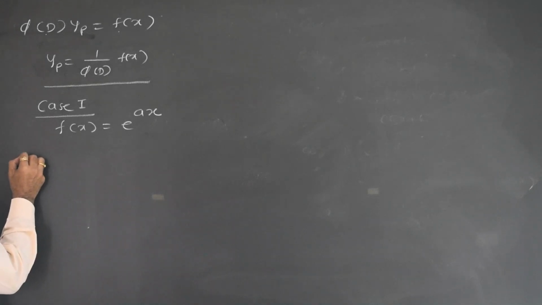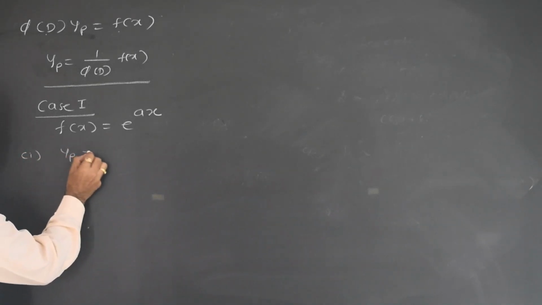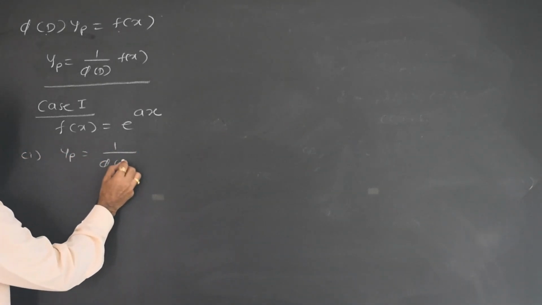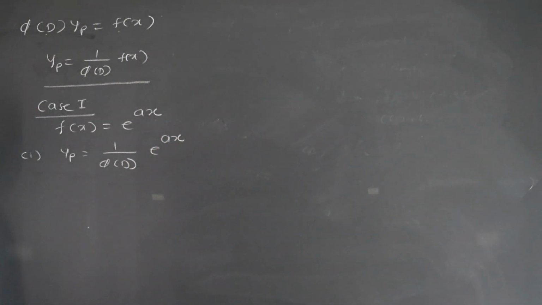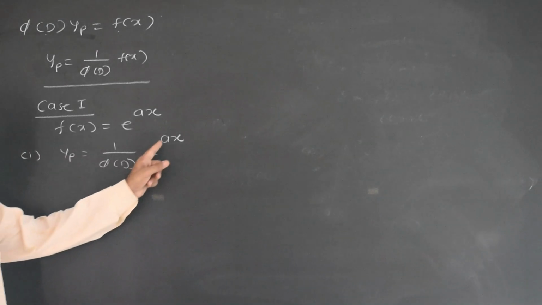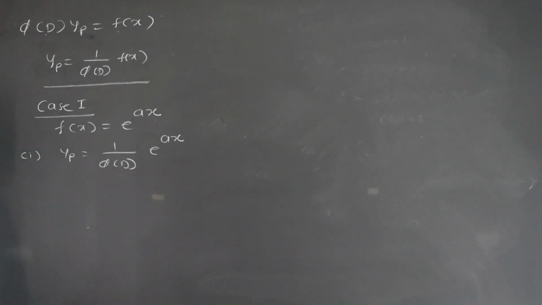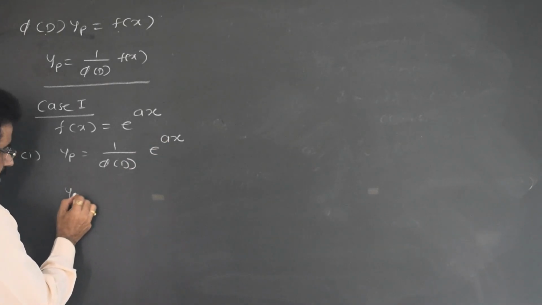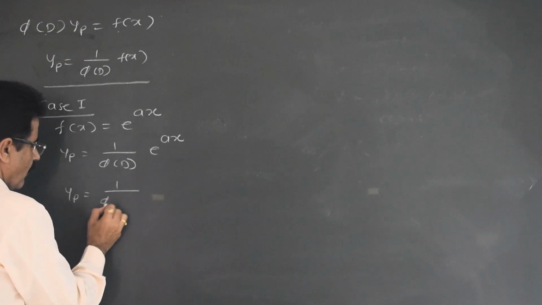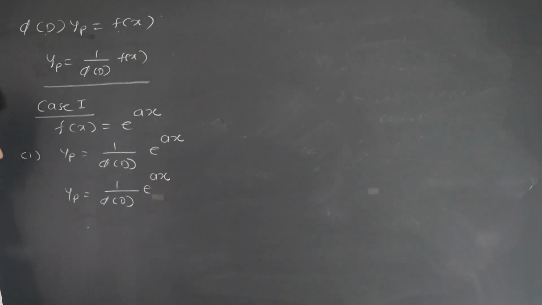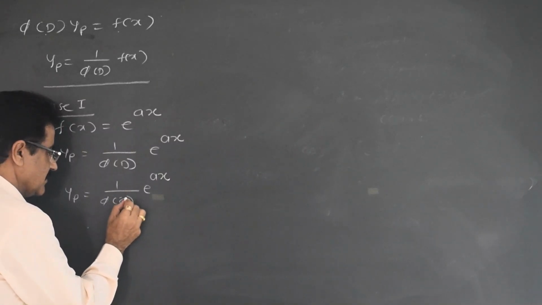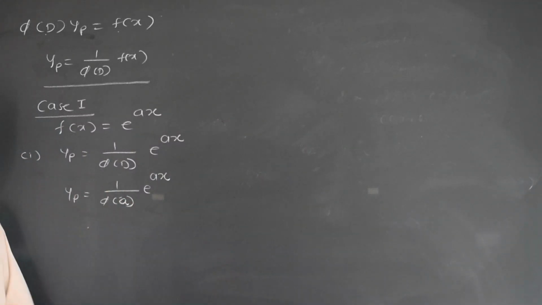So how to use this? Let us take it one by one. yp is equal to 1 upon phi D e raised to ax. In this shortcut method, we just have to replace this D by a. The meaning of a is the coefficient of x in the exponent, and the solution yp is given by 1 upon phi a e raised to ax. So this itself is the shortcut method, just by replacing D by a.